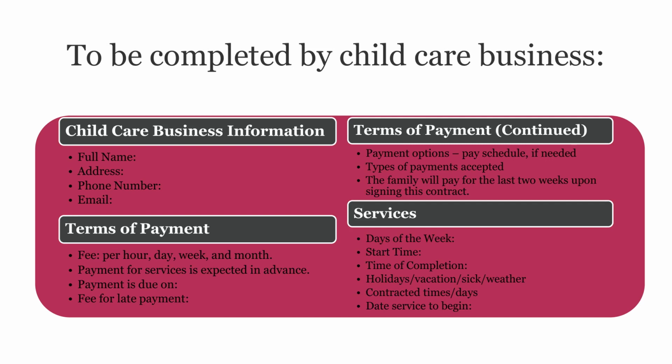You will need to include the child care business information, the terms of payment including fees and their details, when payment for services is expected, payment options and types accepted, and that the family will pay for the last 2 weeks upon signing this contract. And the services offered, including operating hours including days of the week, start time, time of completion, and any planned closures, as well as other closure policies, the contracted times and days, and the date service is to begin.